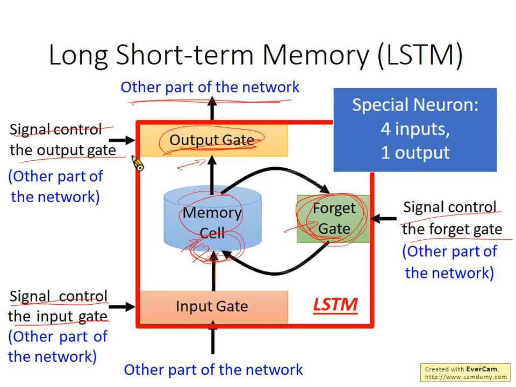And we can see that this is a unique LSTM memory cell. We can view it as a special neuron. It consists of 4 inputs: the input signal, the signal controlling the input gate, the signal controlling the forget gate, and the signal controlling the output gate. So it's kind of a special neuron. It consists of 4 inputs and 1 output.